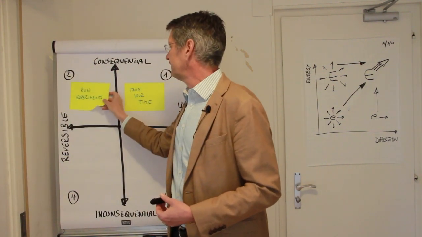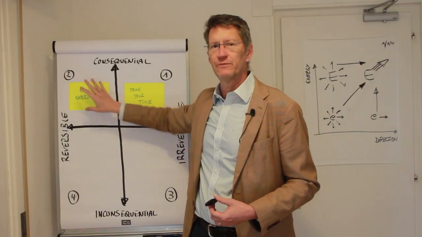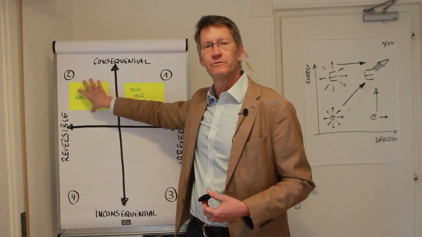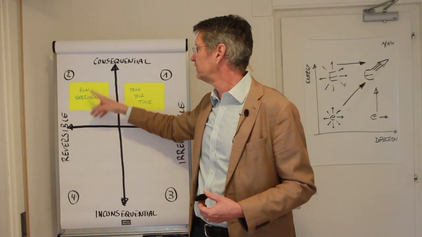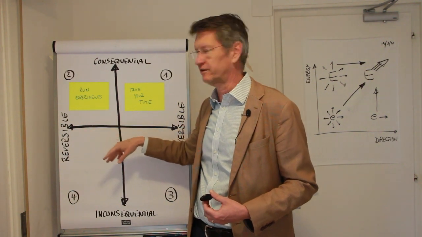This field here, this is where you should run experiments. This is also the type of decision where you can train your people. So train the decision-making skills of your people in the consequential but reversible decisions. So if it goes wrong, you can reverse the decision.